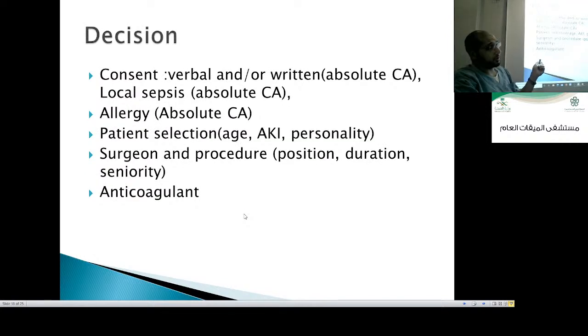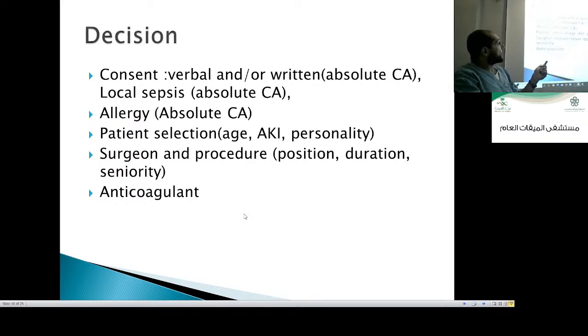Decision: when to decide between local or general anesthesia. First of all, you should discuss with your patient whether he agrees or not, after clearing all doubts and explaining what will happen. If he refuses, it's an absolute contraindication. Even if it is very beneficial for him, his rejection is an absolute contraindication.